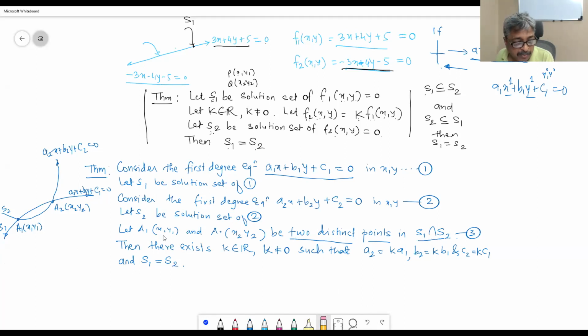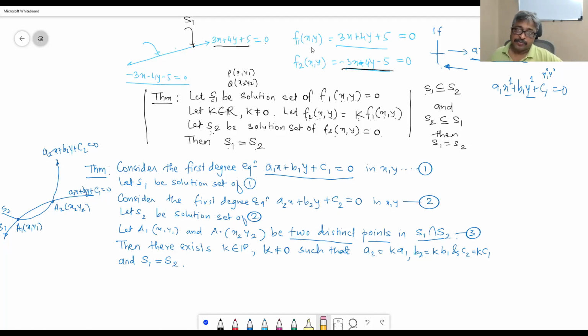So if A1 belongs to S1 intersection S2, A1 satisfies both these equations. A2 belongs to S1 intersection S2, A2 also satisfies both these equations. That is the prerequisite of this theorem. So if it is so, then there exists K belonging to real numbers such that A2 and A1 are going to be related to each other by a constant.